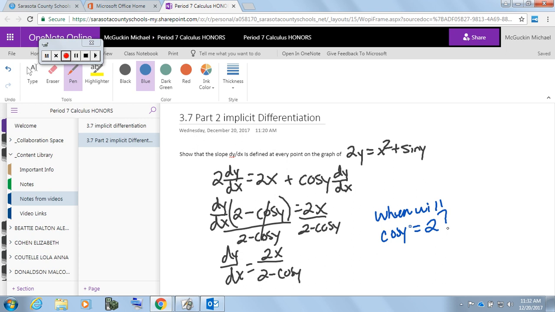In fact, thinking about the unit circle and what the domain and the range of cosine give us, we actually know that cosine of y is never going to be greater than 1. And so, since cosine of y will never be greater than 1, cosine of y will never equal 2. And so, if that's the case, you can substitute any value for y, and you're going to be inside the defined portion of our slope. So we're going to find that every single point will in fact be defined.